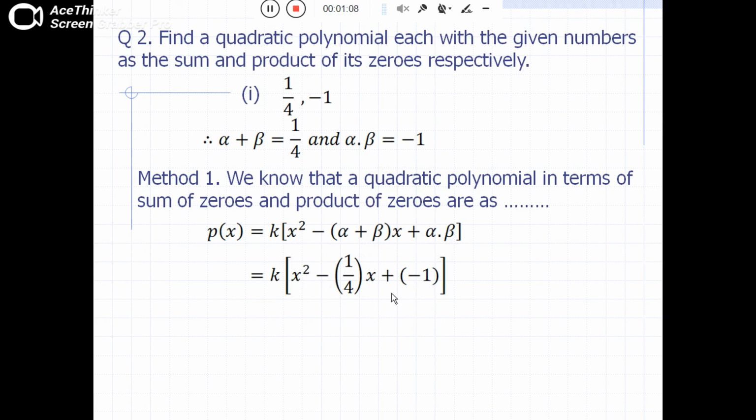Now take 4 as LCM. So k upon 4 times (4x square minus x minus 4), you got your required polynomial. Now k upon 4 you can take as another constant k dash. If you substitute it, you will get your quadratic polynomial 4x square minus x minus 4, which is your answer.